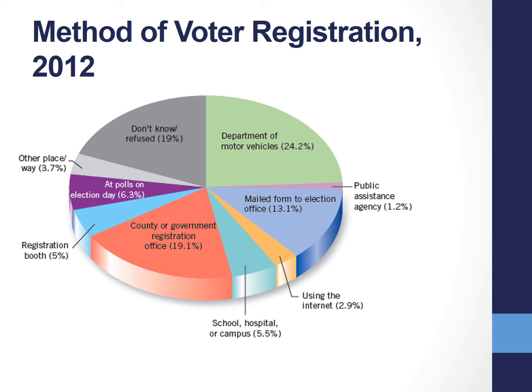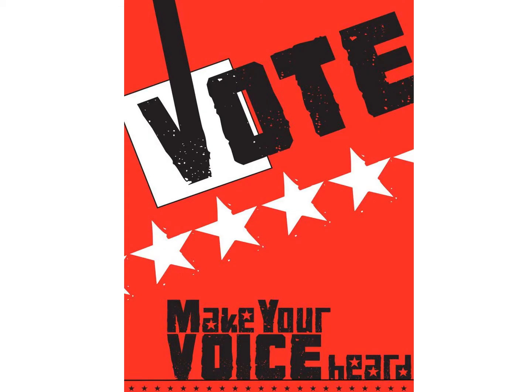However, more and more states are starting to allow same-day voter registration. So you can see in 2012, 6.3% of the population registered at the polls on election day. Many states are going to same-day registration because people see voter registration as a barrier to voting if it has to be done within a certain number of days before election day. So to get the most people out to vote and the most people eligible to vote, many states are moving in that direction. Who registers to vote?